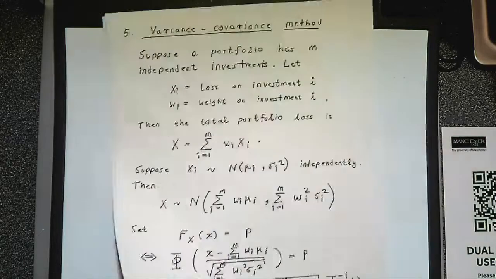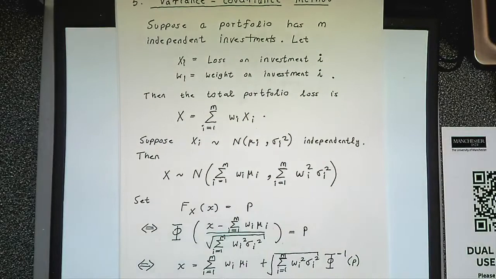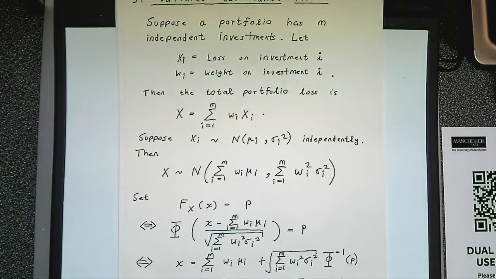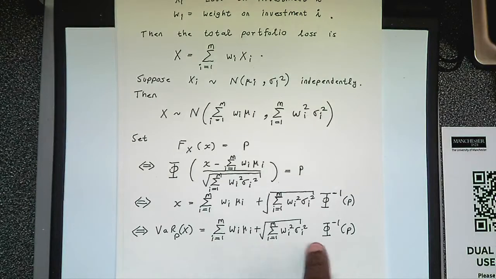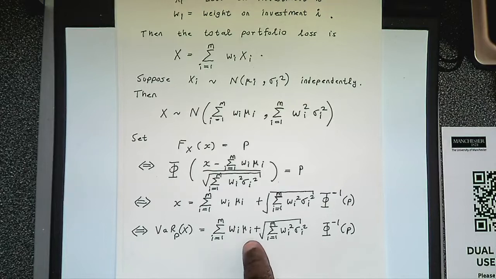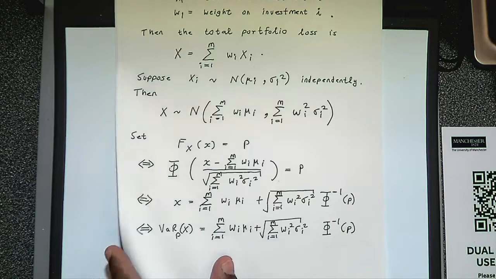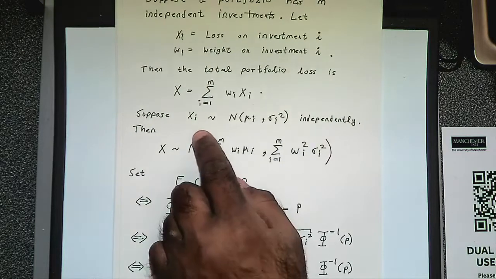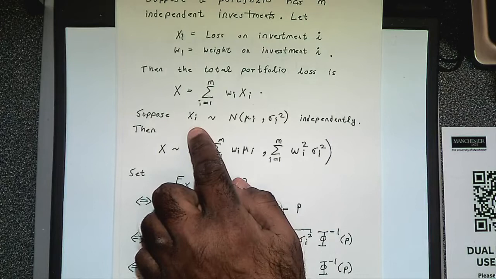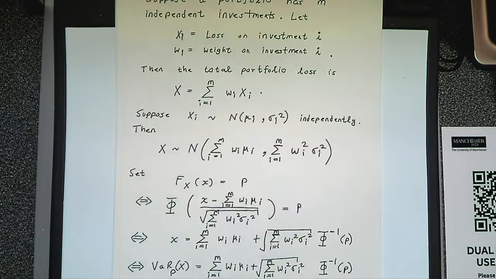So using the fact that X has this normal distribution, you can work out the VaR. You can show that the VaR is given by this formula. And in order to estimate this formula, you need to estimate the mu i's and the sigma i squared. Mu i is the mean of Xi, which is the loss on investment i, and sigma i squared is the variance of Xi, the loss on investment i.